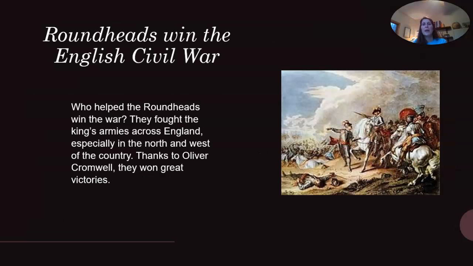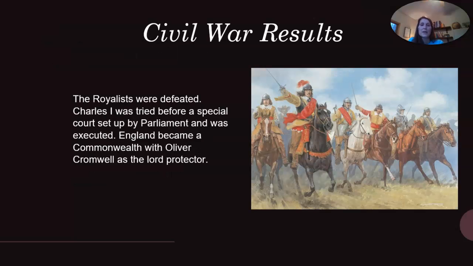So the Roundheads win the English Civil War. Who helped the Roundheads win the war? They fought the king's armies across England, especially in the north and west of the country. Thanks to Oliver Cromwell, they won great victories. The Civil War results. The Royalists were defeated. Charles I was tried before a special court set up by Parliament and was executed. England became a commonwealth with Oliver Cromwell as the Lord Protector.